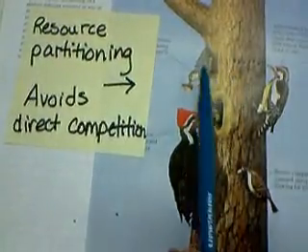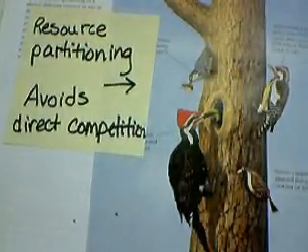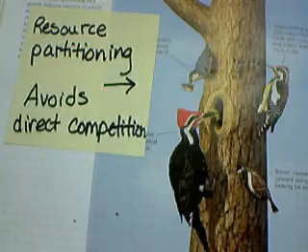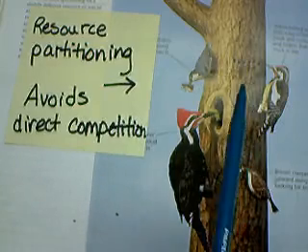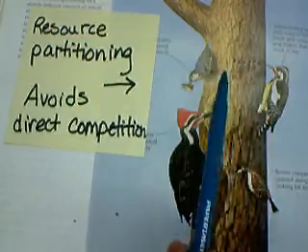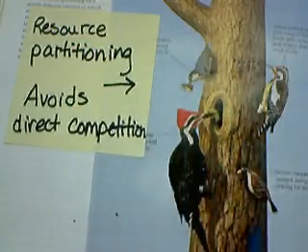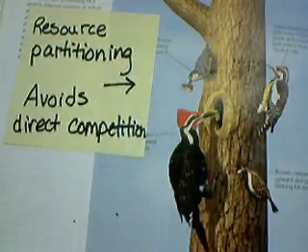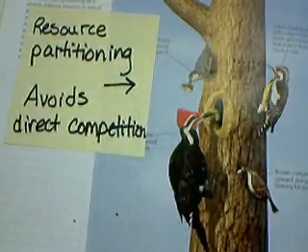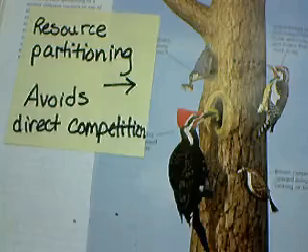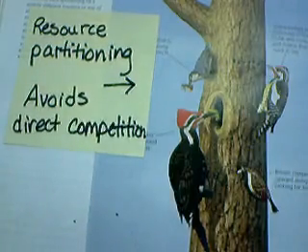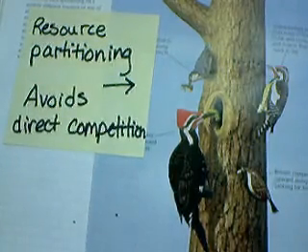The definition of a niche is a species' role in an ecosystem. Its job, what food it eats, where it lives, how it utilizes water and other resources. That's called its niche. We have, again, two types, realized and fundamental niche. Make sure you know the difference between those two for a test.